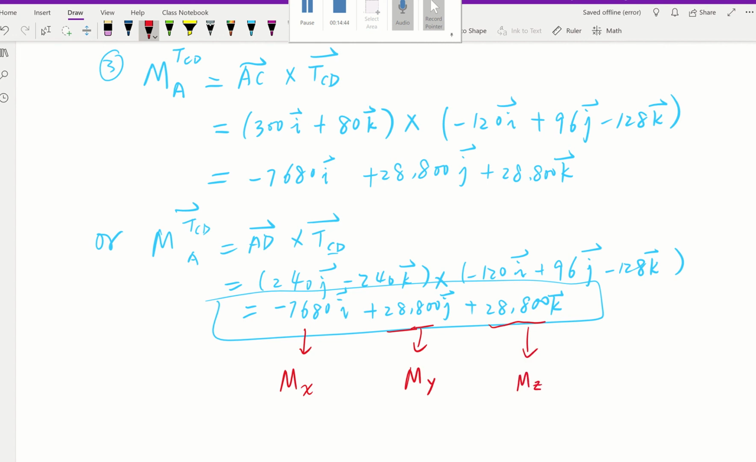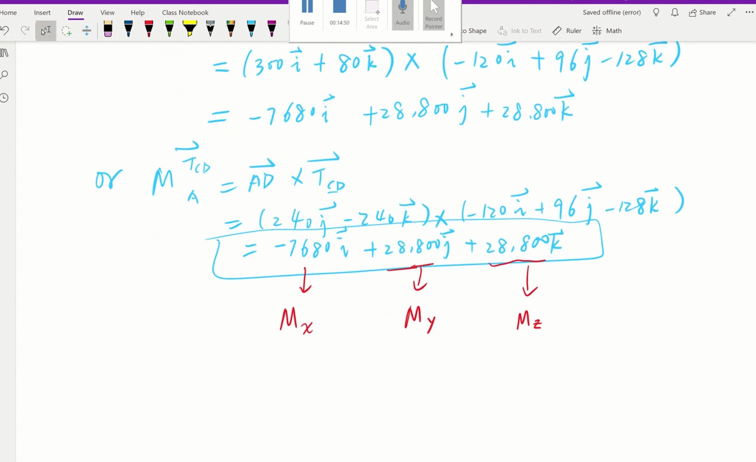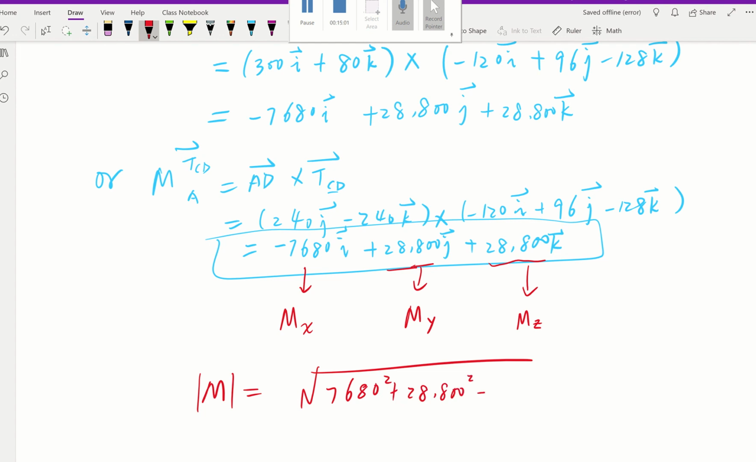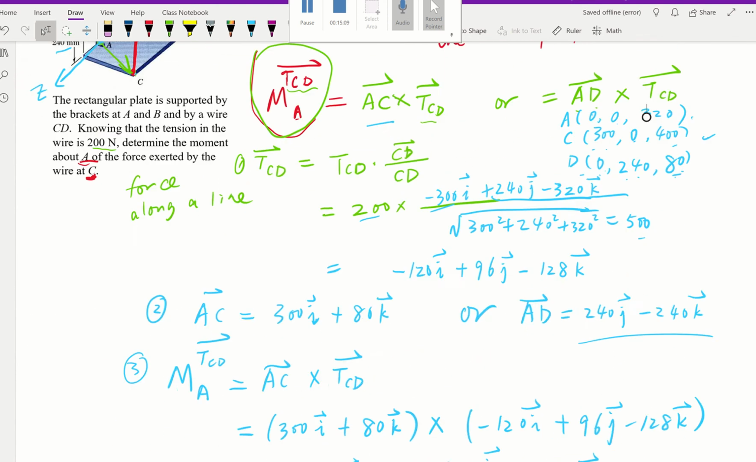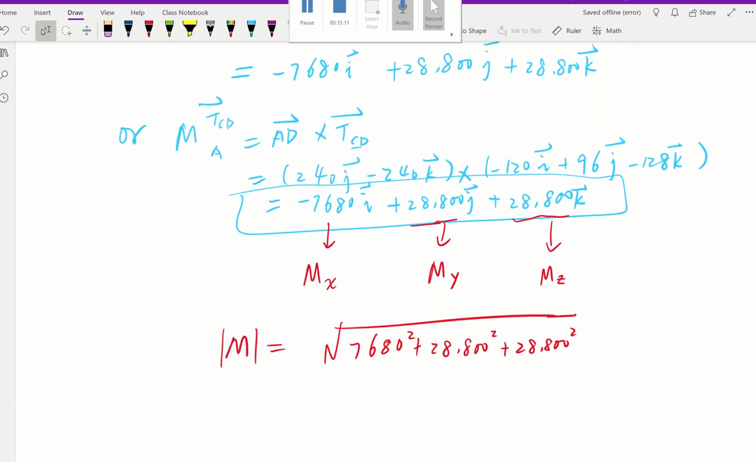If you want to find the moment all together, you can use Pythagorean theorem to solve them all. Okay, so for example, if you want to find M, magnitude is going to be 7680 squared plus 28800 squared plus 28800 squared. Then you get your magnitude. And the unit for this will be our Newton millimeter.